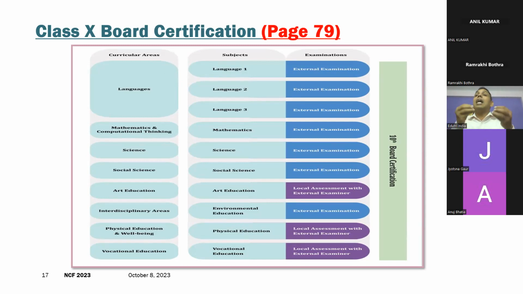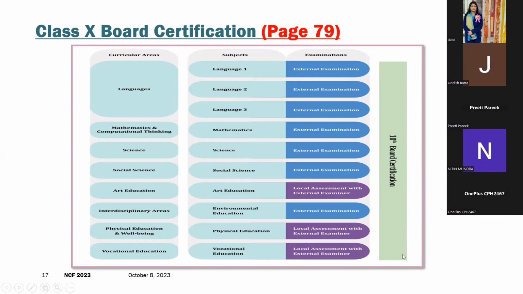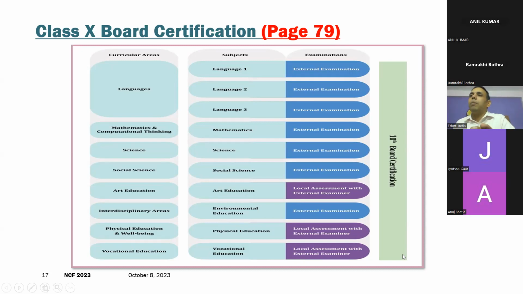I'm repeating, at present, children are studying either 5 or 6. If a child is taking an additional subject, then 6, otherwise 5 subjects. If I'm correct, anyone can tell me, 5 subjects or 6 subjects in class 10? Maximum is 5, or the child can take 6. But in the next NCF, when it is implemented, next year onwards, the child has to take 10 subjects. There is no if and but.